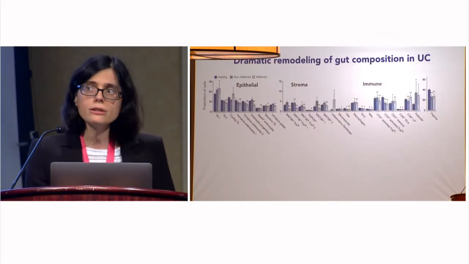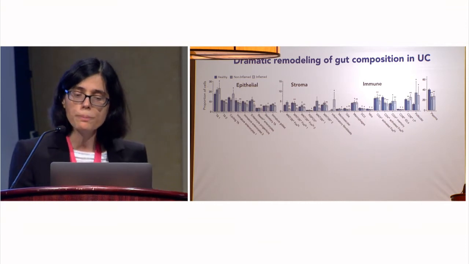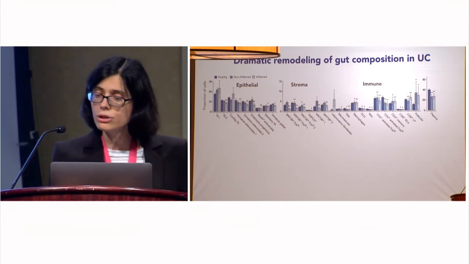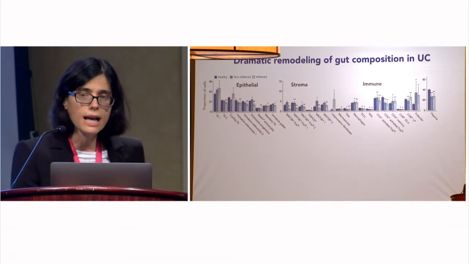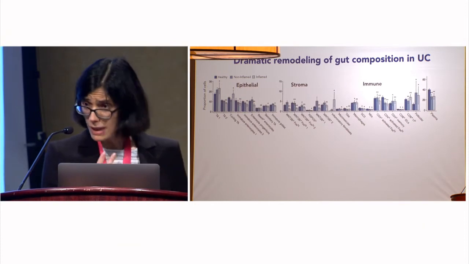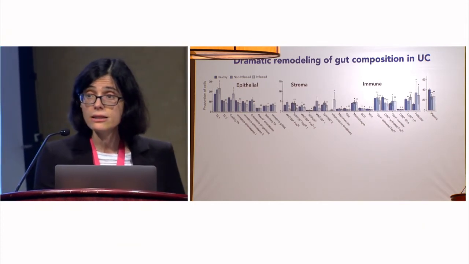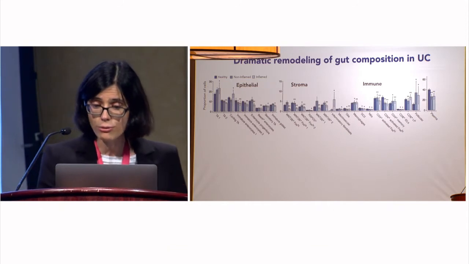But for now, we can just look at this cellular composition. The first thing that you see is that it's not static. If we compare across healthy, uninflamed, and inflamed tissue, we see that the composition is actually dramatically remodeled. And so it's dramatically remodeled to the extent that the ulcerative colitis colon can have cells we didn't even expect to exist. So I'll just give you 3 examples.